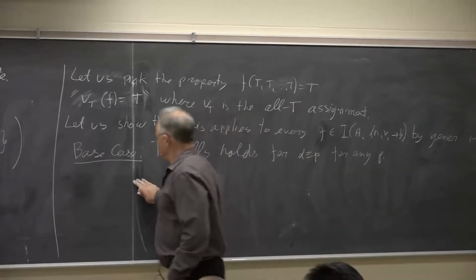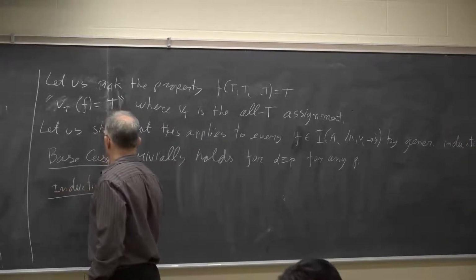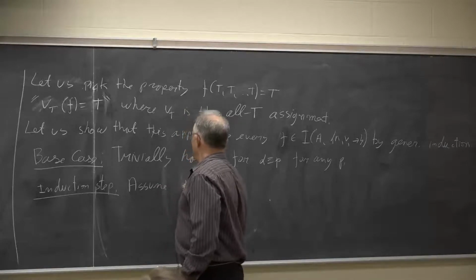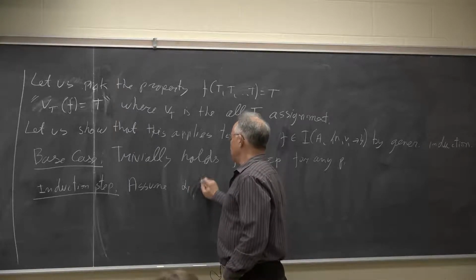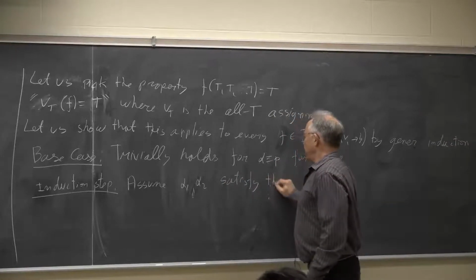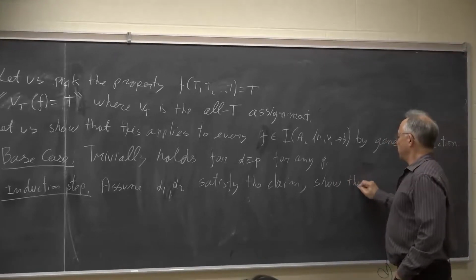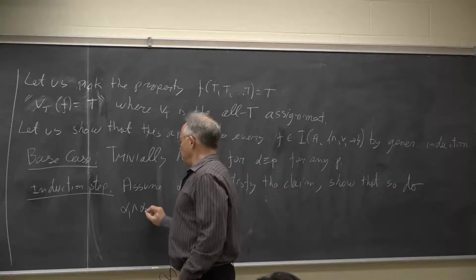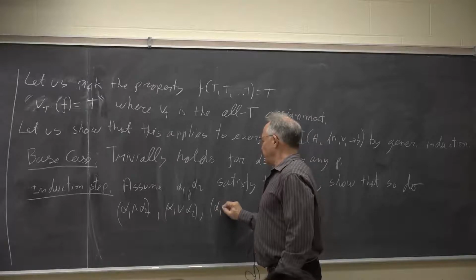And now the induction step. We are given, assume alpha 1, alpha 2 satisfy the claim, and show that so do, for alpha 1 and alpha 2, alpha 1 and alpha 2, alpha 1 or alpha 2, and alpha 1 arrow alpha 2.